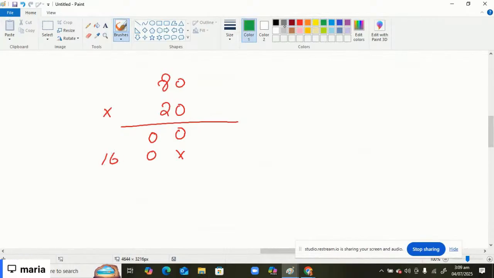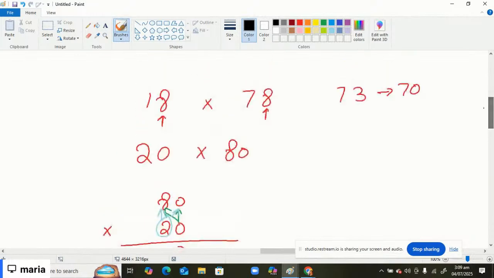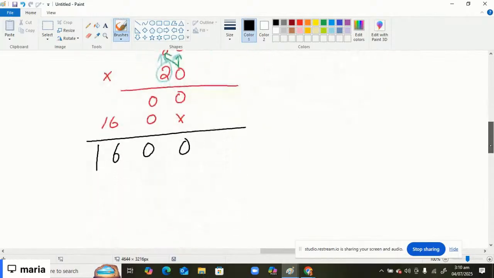How to do this one? First of all, we multiply this and this. And then we are again multiplying with this 2. First this 0 and then with the 8. Now here is 0, 0 and then 6 and 1. So the answer is 1600. Okay, so here is the answer that we get.